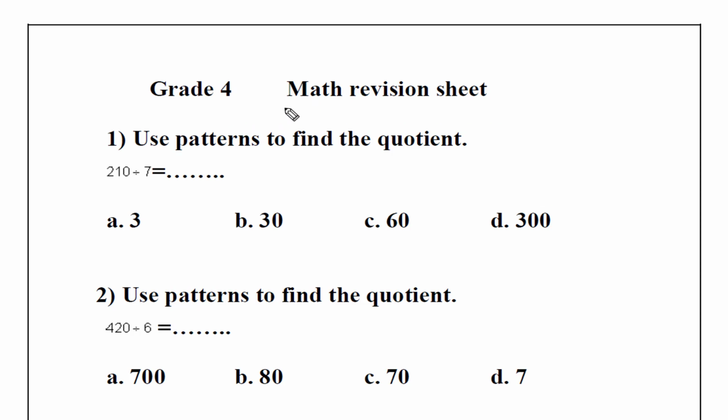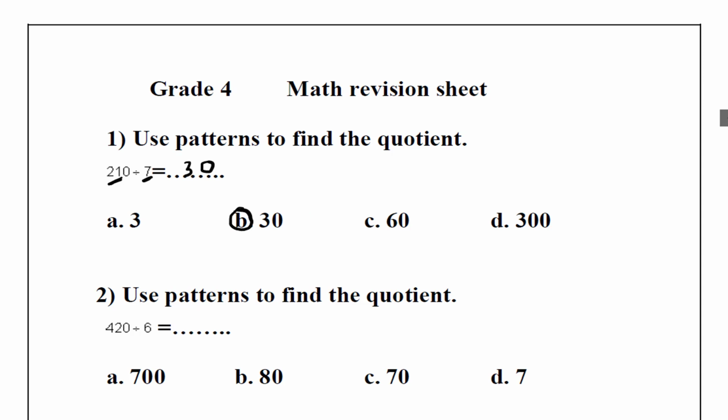Revision Grade 4 Math Revision Sheet. Welcome back, Grade 4. Question number 1. Use patterns to find the quotient. 210 divided by 7. Just to find the quotient here, we will look for the main fact. The main fact here is 21 divided by 7. 21 divided by 7 equals what? Equals 3. So how many extra zero we have? Just 1 zero. So the quotient will be 30.